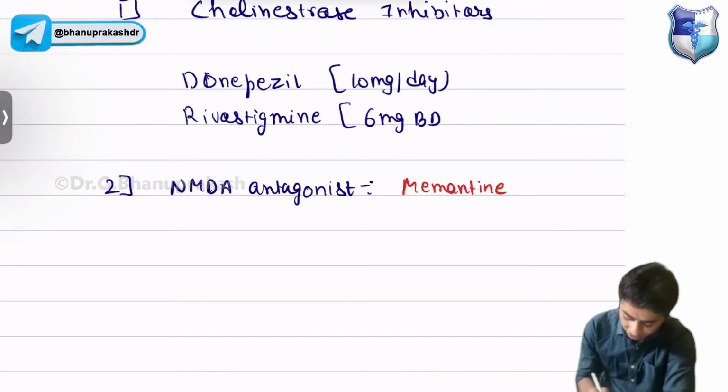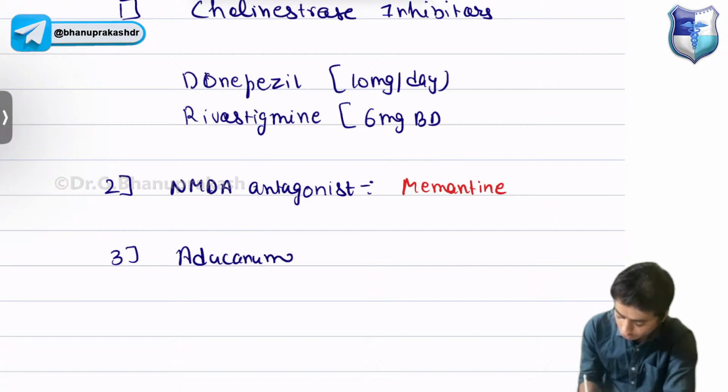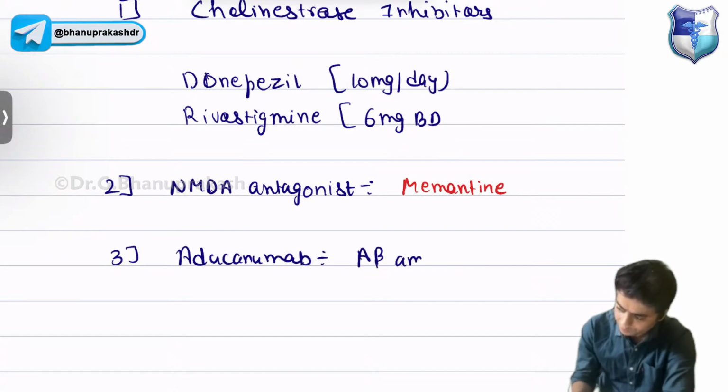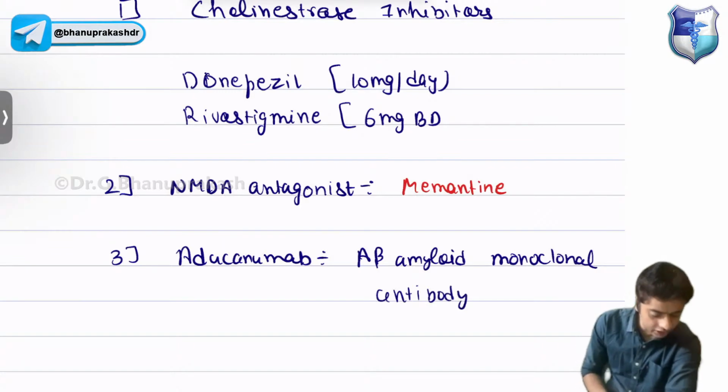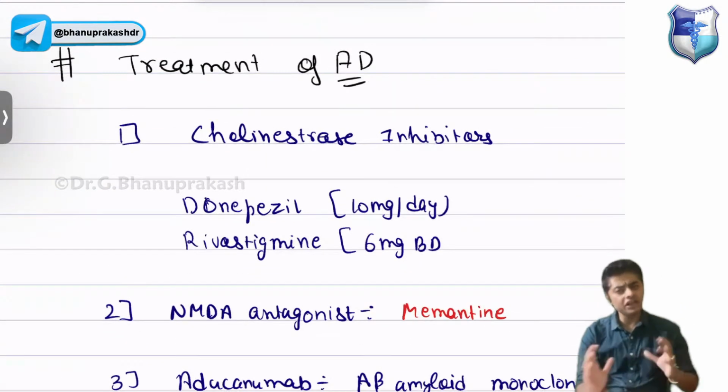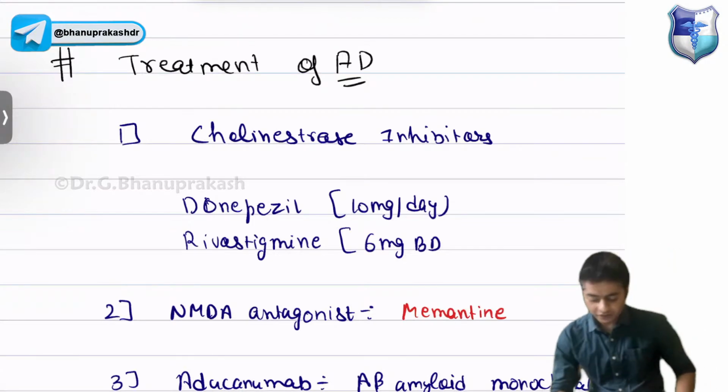And the new drug which is coming is your A beta amyloid monoclonal antibody. ठीक है? So this is the treatment. But generally we prescribe cholinesterase inhibitors to this patient.